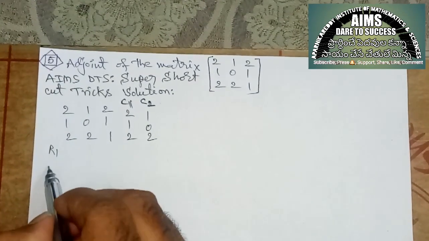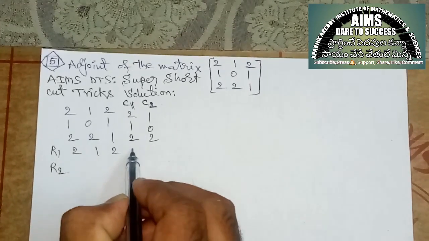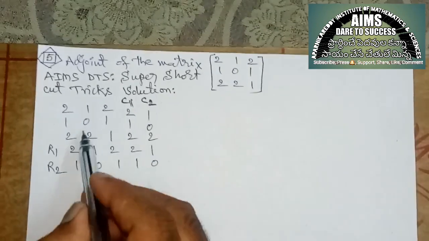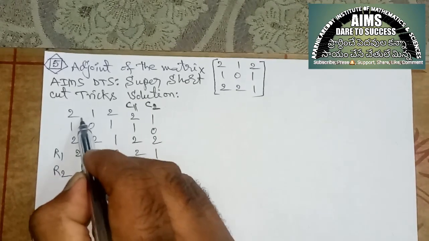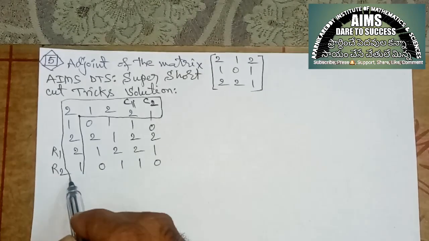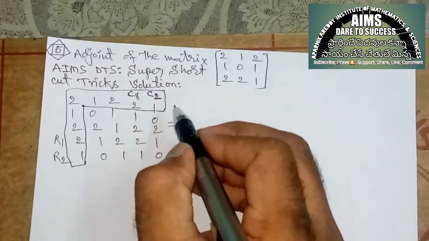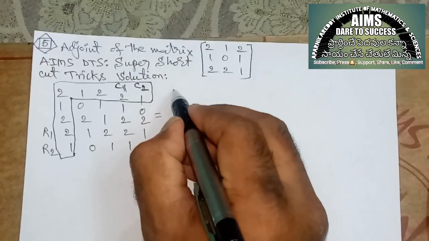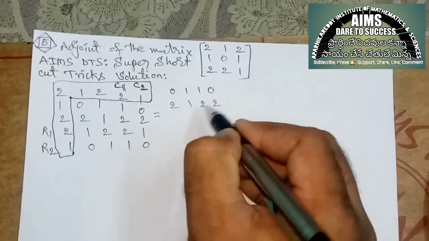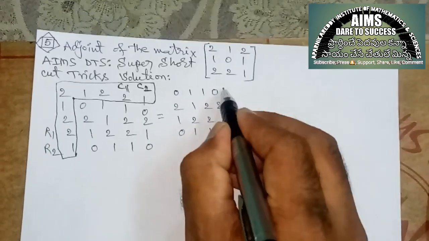After that you can take R1 and R2 as it is. Row 1 is 2 1 2 2 1. Row 2 values are 1 0 1 1 0. After writing this part, you have to remove column 1 and row 1. After removing this part, you have to write the remaining values in a matrix. We get 0 1 1 0, 2 1 2 2, 1 2 2 1, 0 1 1 0.